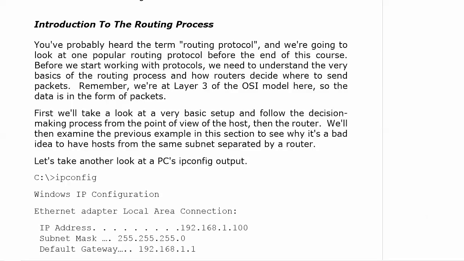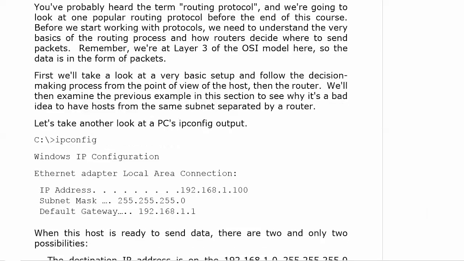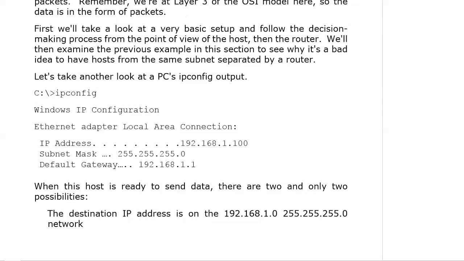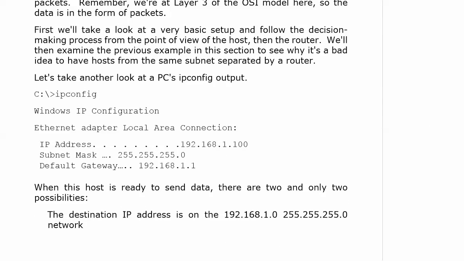And let's go through our walkthrough, if you will, of the routing process. We're going to see several different scenarios here. This is our walkthrough, and then of course later we'll be playing the game on live Cisco routers. But here we've got two possibilities when this host wants to send data as far as the destination IP address. It's either on the 192.168.1.0 network or it's not.